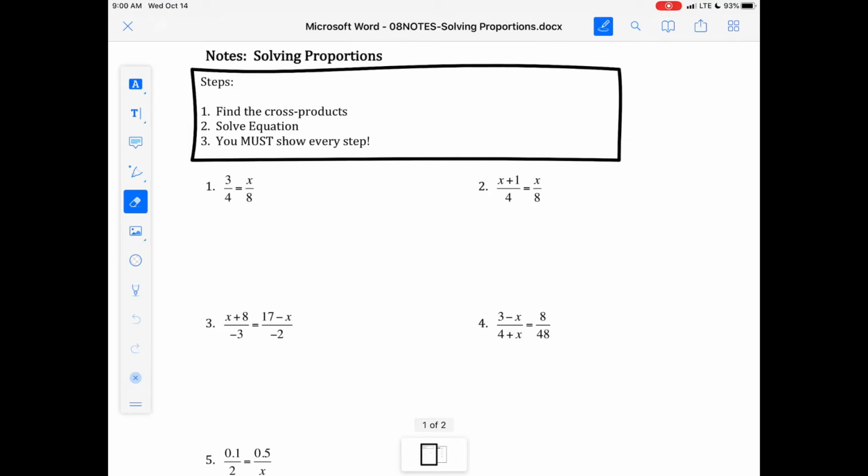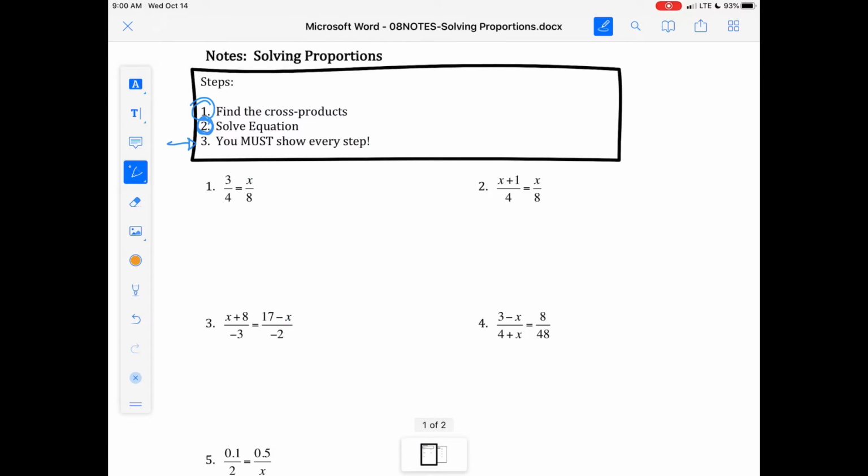So when we're solving proportions, we first find the cross product. We eliminate that fraction altogether. And then we go to town like we did with all the other problems. We isolate the variable, we get all of our variables on one side, constants on the other, and then we solve for that variable. And you're going to be plugging in or showing your work, so make sure you show all your steps. Let's try the first problem.